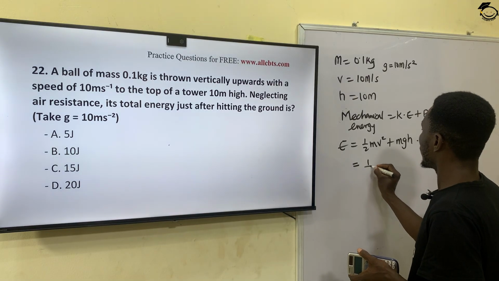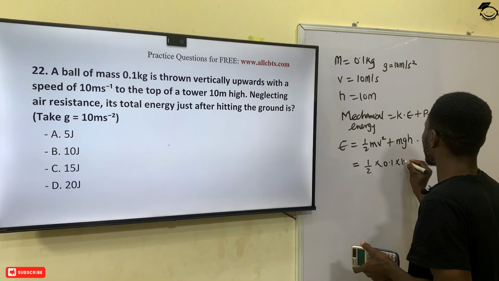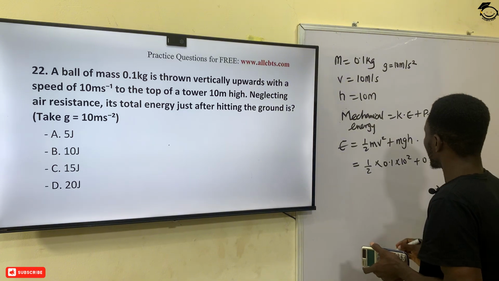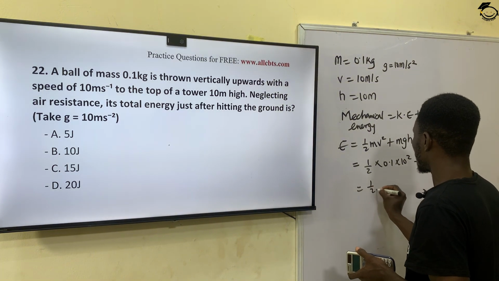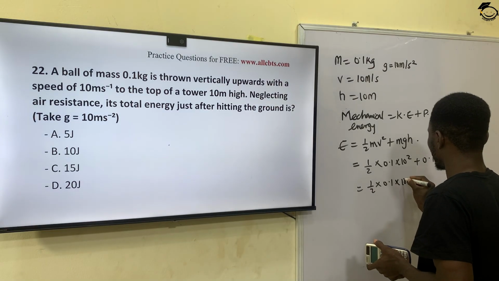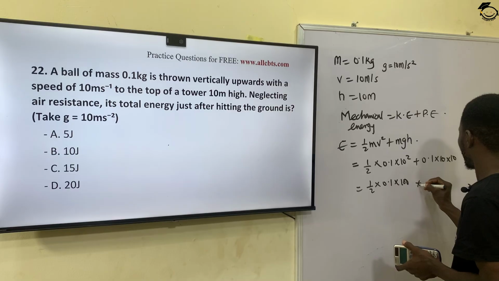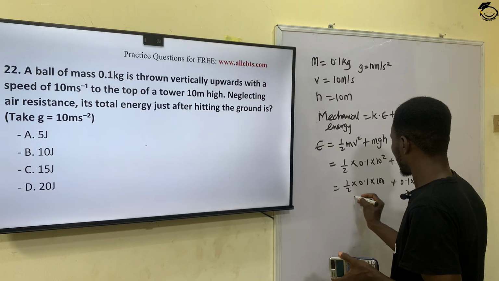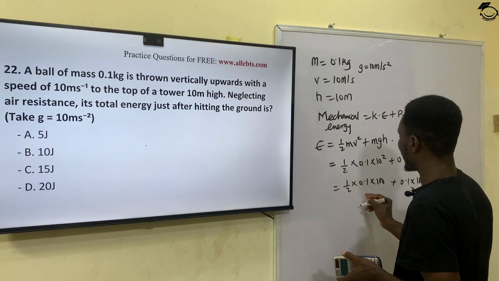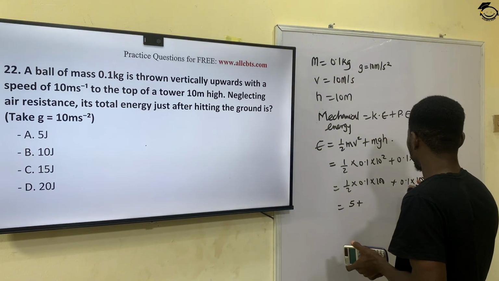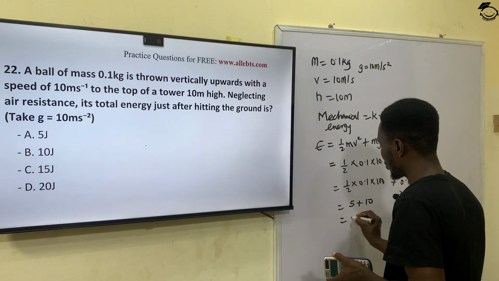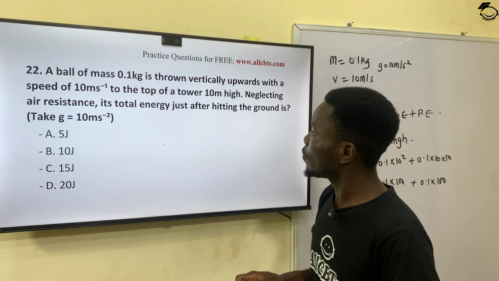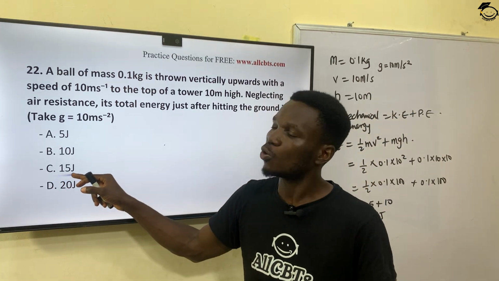So that will give me 1 over 2 times 0.1 times 10 squared plus 0.1 times 10 times 10. So that will give me 1 over 2 times 0.1 times 100, plus 0.1 times 100. 0.1 times 100 will give me 10. If I divide it by 2, that will give me 5, plus 0.1 times 100 will give me 10. So that will give me 15 joules. So it means that the total energy of this body just before hitting the ground is going to be what? 15 joules, which is option C.